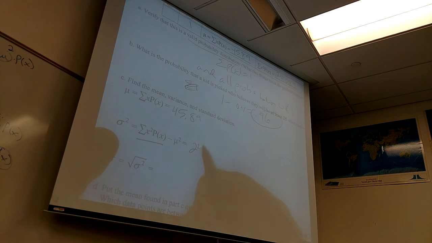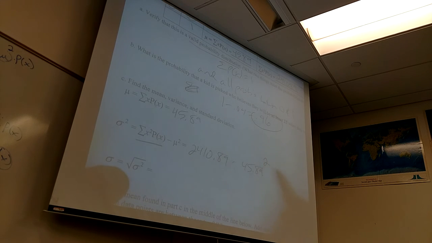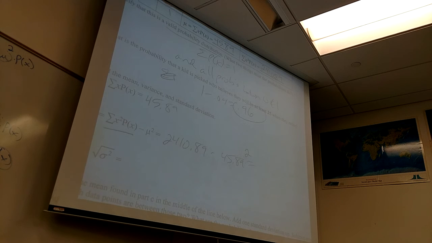So 2410.89 minus 45.89 squared. That's the easiest thing to miss. People forget that square there. Poor little mean. It's not fair. You should get squared. The variance is what? 304.997?